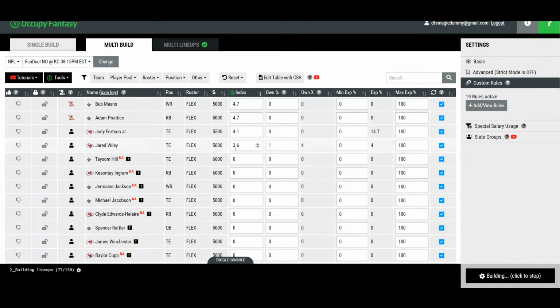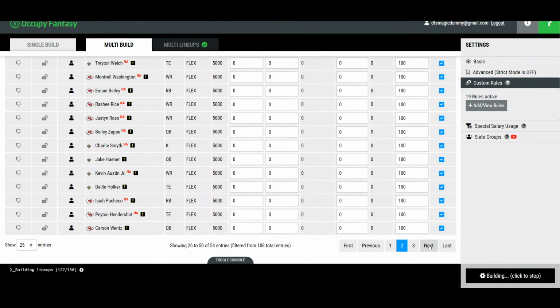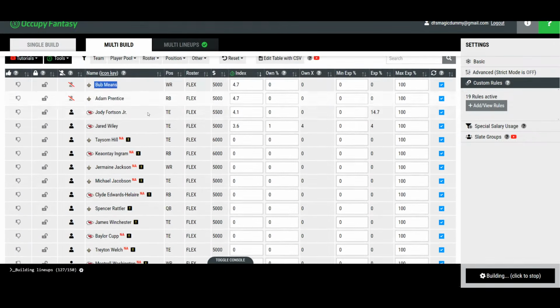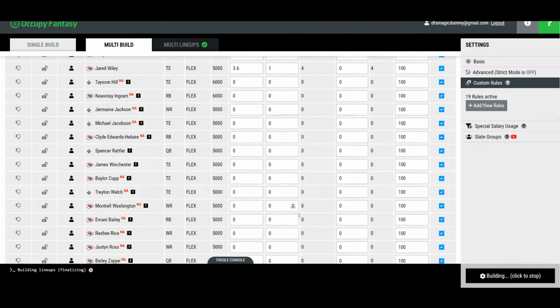Jarrett Wiley, 3.6. He has 1% projected ownership, so at least someone else besides us thinks he might be okay. Include him. Jody Fortson, if he's active tonight and no one's going to play him, I will play him, right? But like Bub Means or Adam Prentice, he's a fullback, barely gets on the field. Bub Means is wide receiver 5. I feel fine Xing those types of guys out. Let's go back. The only reason I'm keeping Jody Fortson, even though he's 0%, no one else thinks he's good, we think we have something on him. I don't have anything on Bub Means or Adam Prentice, right? But the plug mentioned Fortson. Let's keep him in the player pool.